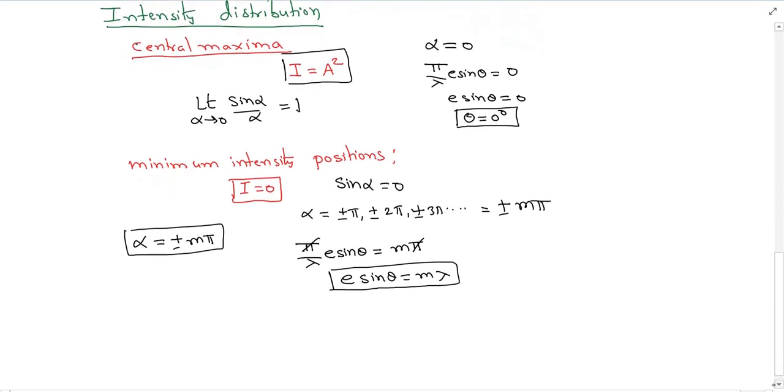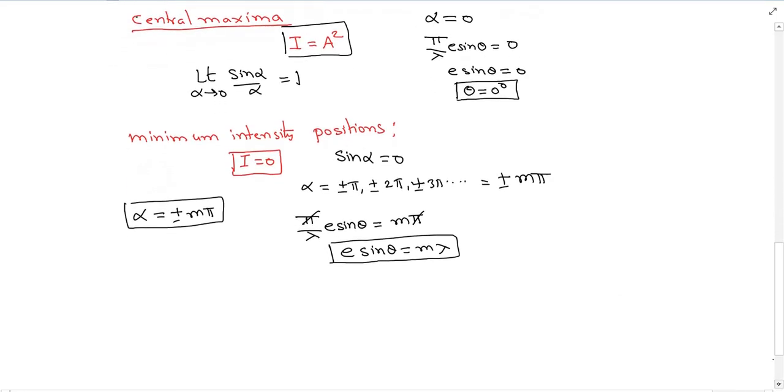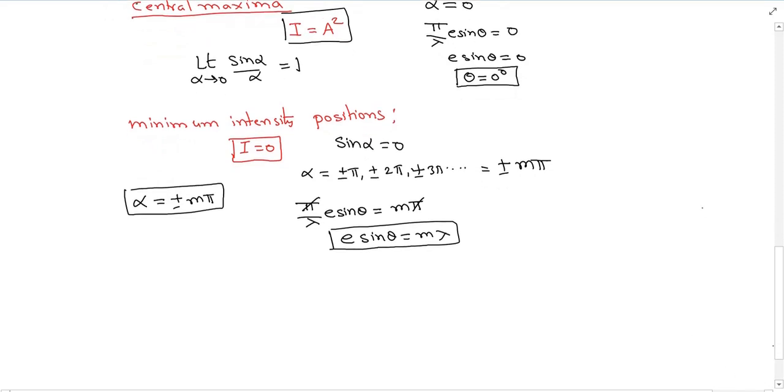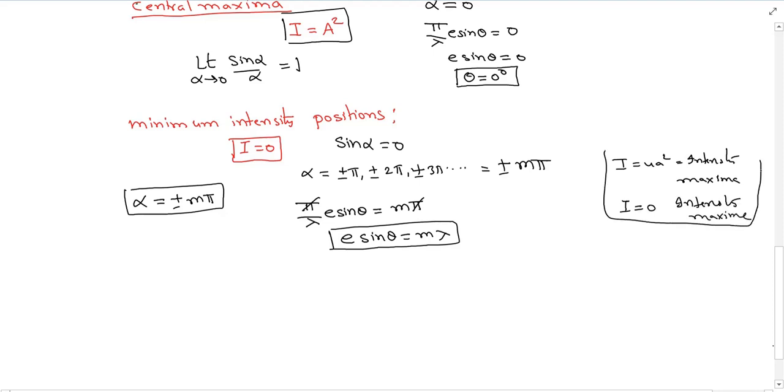Another important thing, in interference, not in diffraction: in interference the intensities are I is equal to 4A square, intensity maxima, and I is equal to 0 is the intensity minima. Only two cases arise in the case of interference. But coming to diffraction, I is equal to A square is the maxima condition, I is equal to 0 is the minima condition. Apart from the central maxima, we will have secondary maximas also.